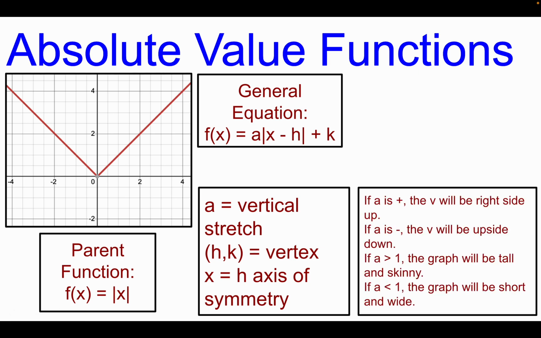If your a value is positive, you're going to have a right side up V. If your a value is negative, you're going to have an upside down V. If a is greater than 1, the graph is going to be tall and skinny, and if a is less than 1, the graph will be short and wide.